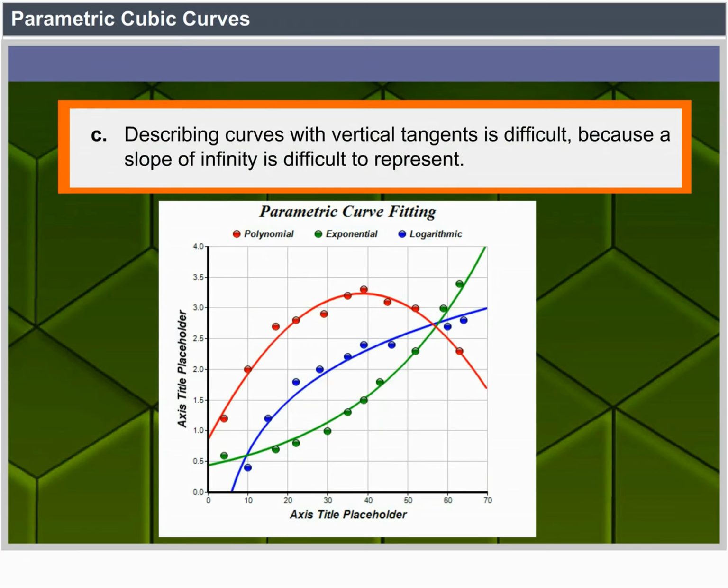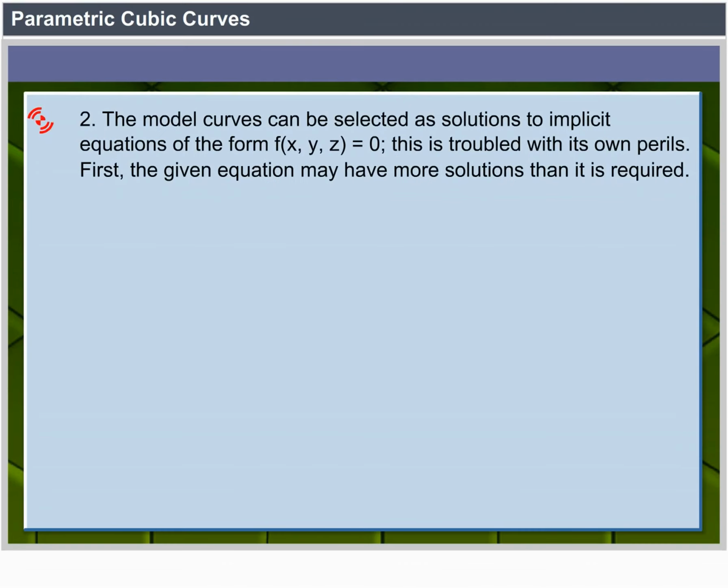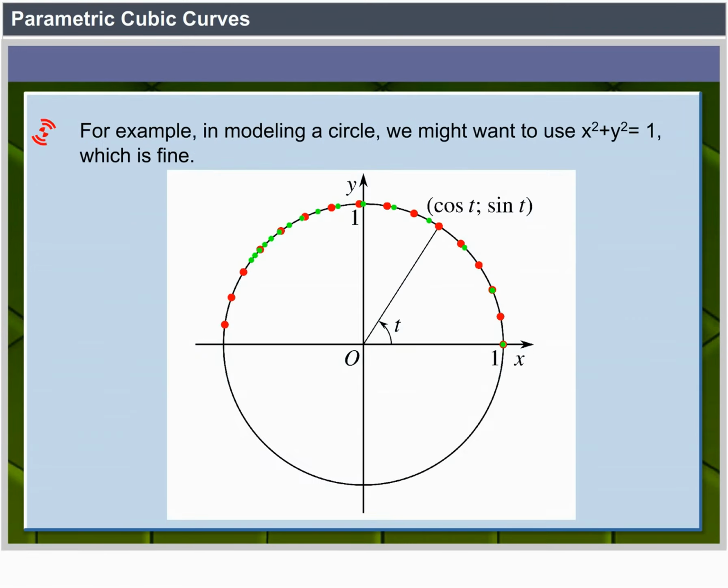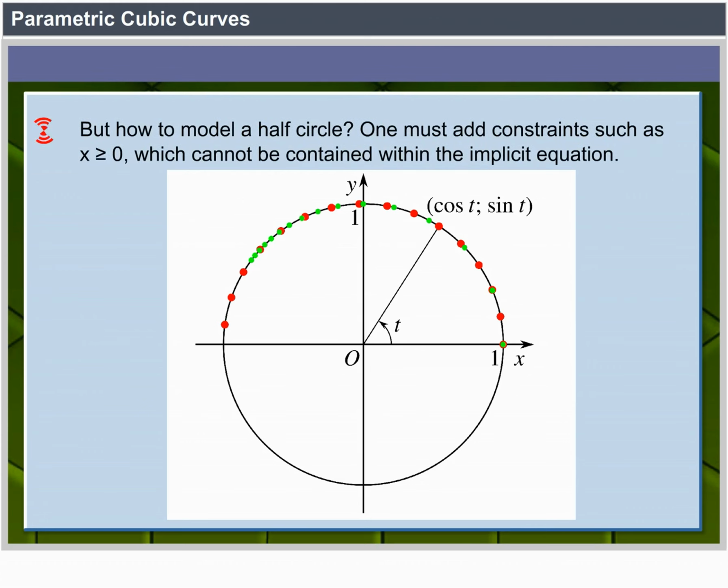We can choose to model curves as solutions to implicit equations of the form f of x, y, z equals 0. This is fraught with its own perils. First, the given equation may have more solutions than we want. For example, in modeling a circle, we might want to use x squared plus y squared equals 1, which is fine. But how do we model a half circle? We must add constraints such as x is greater than or equal to 0, which cannot be contained within the implicit equation.